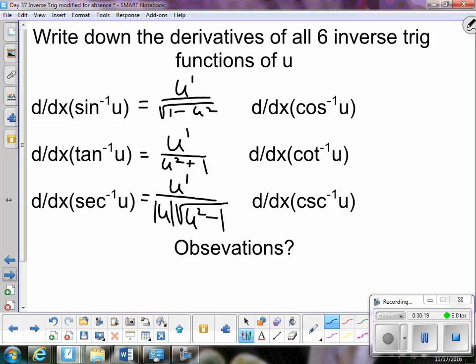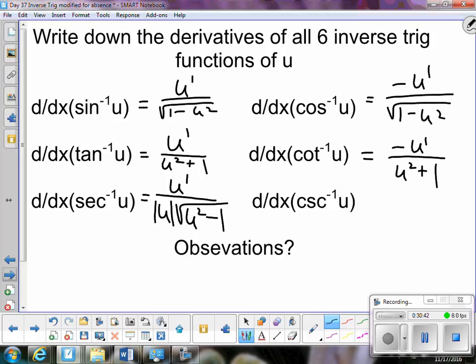If you know those, then the derivatives of the inverse co-trig functions are the same thing but just negative. So the derivative of inverse cosine of u is negative u prime over the square root of 1 minus u squared. The derivative of inverse cotan of u is negative u prime over u squared plus 1. And the derivative of inverse cosecant of u is negative u prime over the absolute value of u times the square root of u squared minus 1.